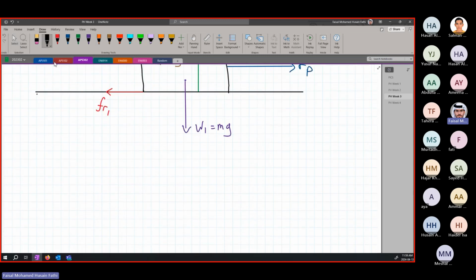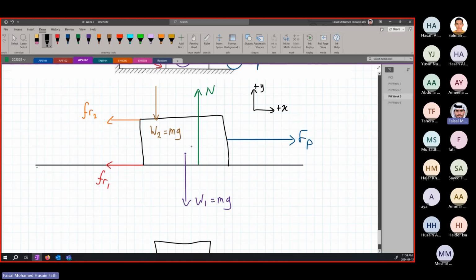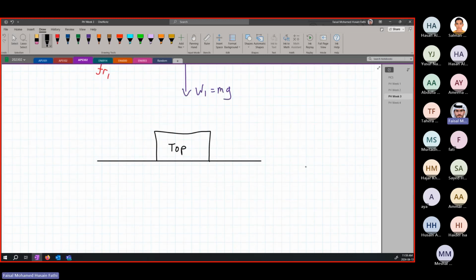If we draw the top box now, so we finished drawing the bottom box, okay? This is now the top. So this is the top, and this is the bottom. The top box is on top of, not a flat surface, actually. It's on top of the lower box.